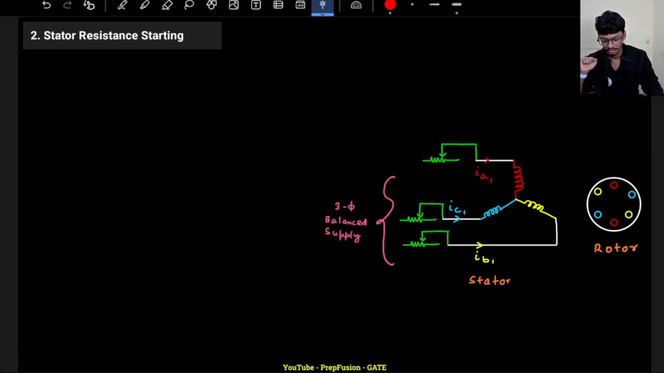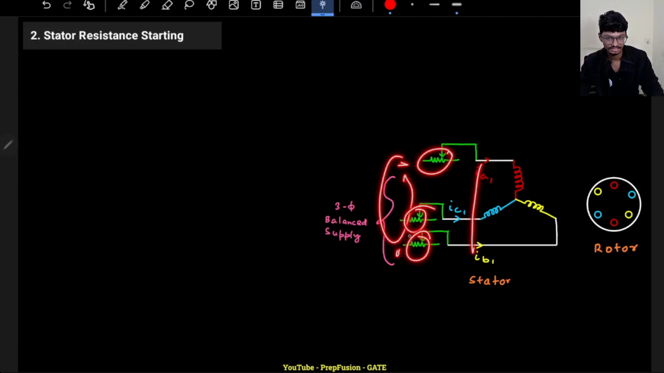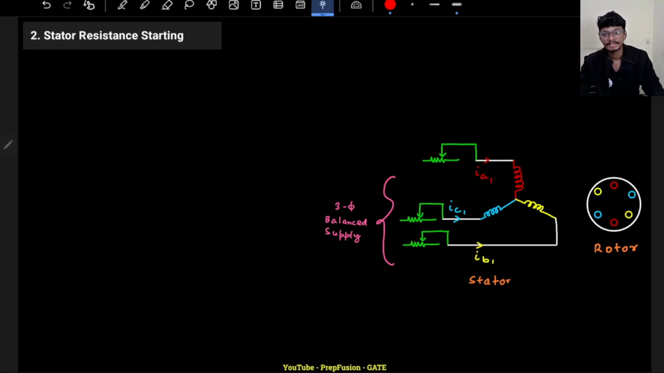In this starter, we'll connect the supply at the same position as before, but we will connect a few stator resistances. Due to those stator resistances, what will happen? The current will be reduced.